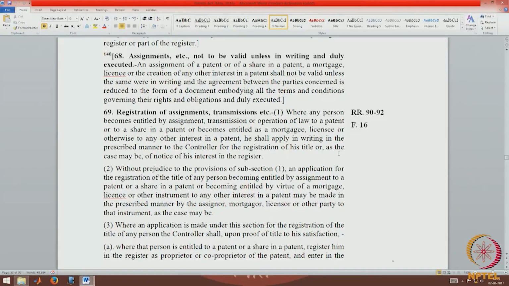So, it implies all those requirements have to be followed, but the minimum is that it has to be in writing and it has to be duly executed. Duly executed, we understand as following the formalities stipulated for similar assignments under the law.